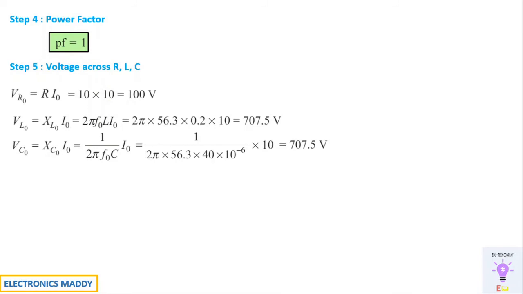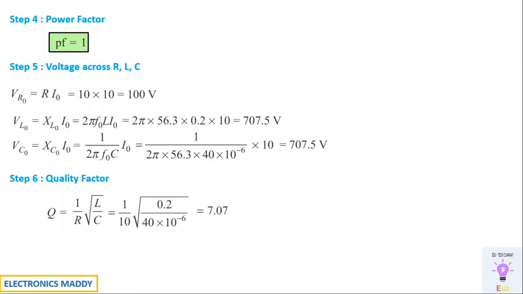That's it. So once this is done, we'll be finding the quality factor. So how do we find the quality factor? Quality factor is given by Q is equal to 1 by R into root L by C. We know the value of R, L and C. Substitute, you'll be getting it to be equal to 7.07. And then our step 7 is to determine half power points.